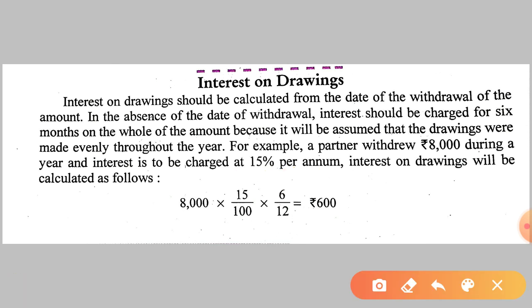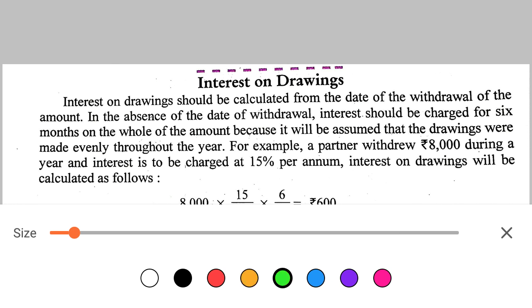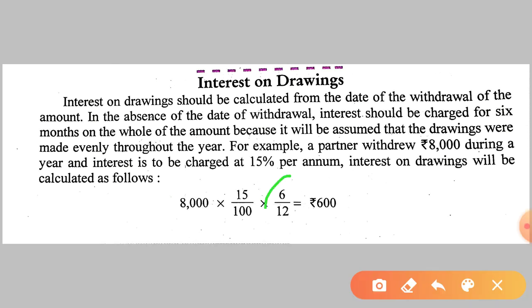We will assume this 6 by 12 every time when interest is calculated, if the time of drawing is not given. Here only during the year is mentioned. What date, at what time it is drawn, it is not mentioned. That's why we'll take it as 6 by 12. I hope this point is clear to you.